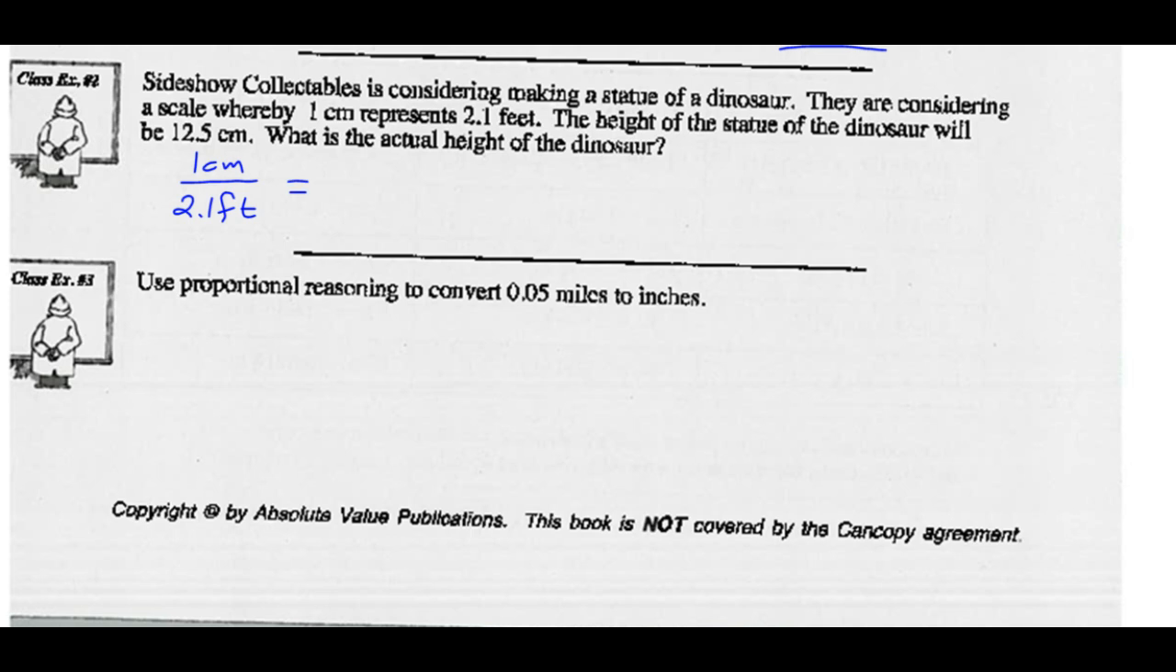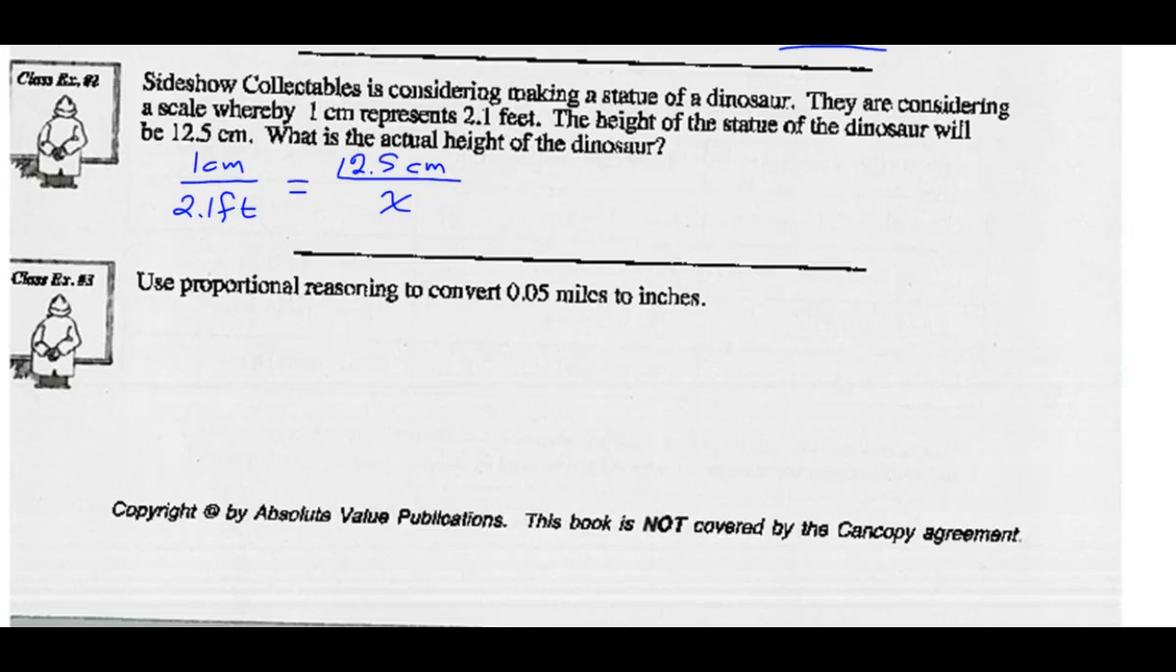We were told that the height of the statue will be 12.5 centimeters. So that's going to stay on the same line as the centimeters. We're going to figure out what's the actual height of the dinosaur, find out x, how many feet tall that is. So I've got my proportion set up. I've got consistent units, centimeters over feet, centimeters over feet. When we figure out what x is, that'll be in feet.